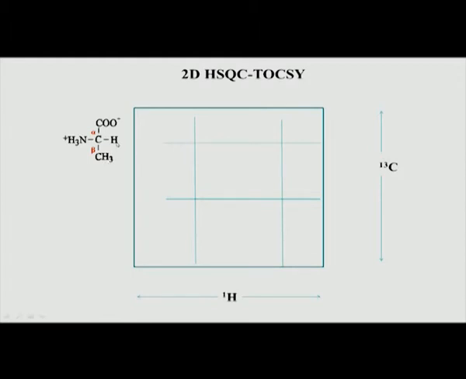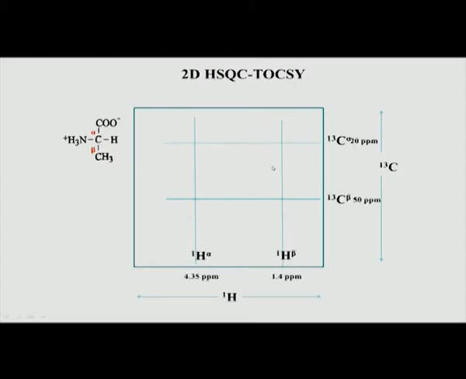Now, in a regular COSY or a TOCSY you will get correlation between these two. Now, in a regular HSQC you get correlation between these two. So, what is done in HSQC TOCSY is that this information, the direct proton-carbon correlation, and the information of proton-proton correlation are combined together, and both are available in one spectrum. So, how is that?